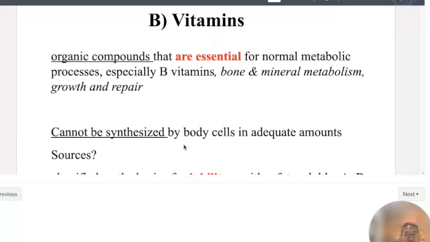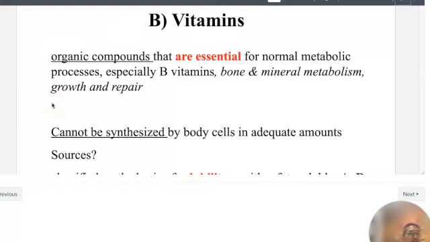Now let's look into vitamins. What are vitamins? Okay, vitamins are organic compounds that are essential for normal metabolic process, especially vitamin B. We eat a lot of it when we eat beef. Okay, B6, B12, things like that. Bones and mineral, metabolism, growth, and repair. So it's an organic compound that is essential, and we can only get it through food.